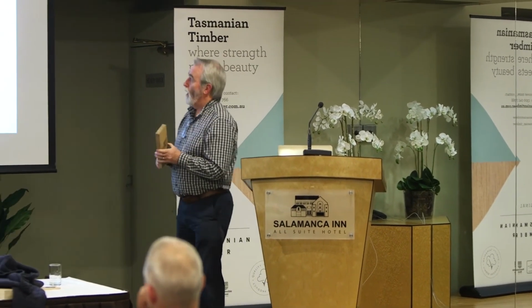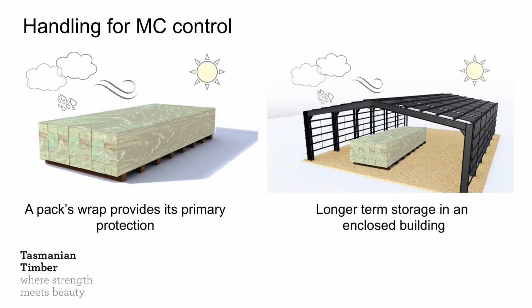So if you get the stuff, you have a pack. The pack will arrive, it'll always be wrapped in plastic. So the plastic is your first level of protection of the wood from the environment. So with this primary protection, it can go outside for a limited period of time. If you are going to store it for any longer period, you want to put it in a building of some description, which at least has got a roof and good ventilation.